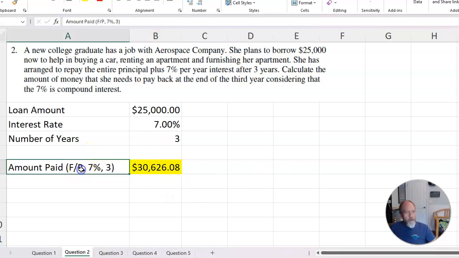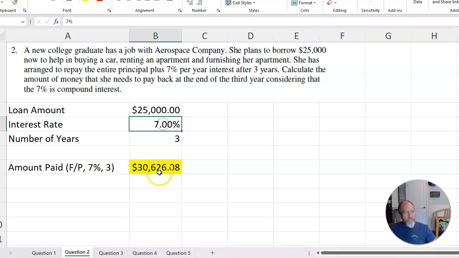This will be your F over P. Again, the equation I told you that you should memorize. So it's going to be the original loan amount times 1 plus the interest rate to the number of years, $30,626.08. Pretty straightforward.